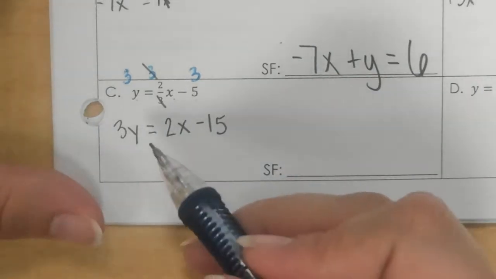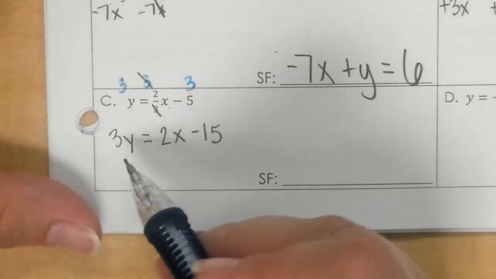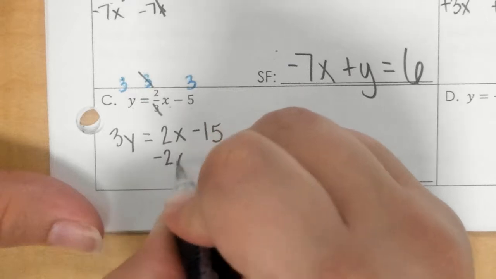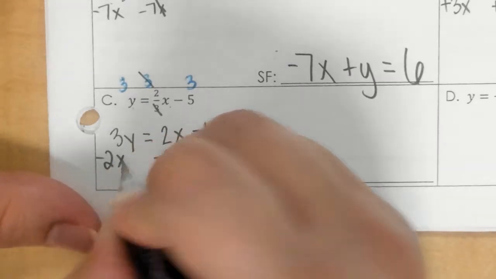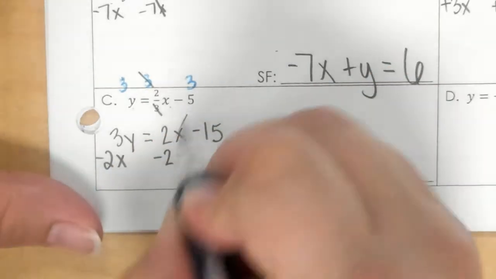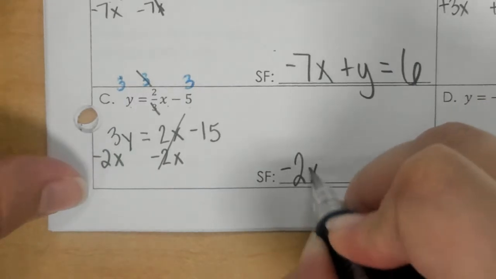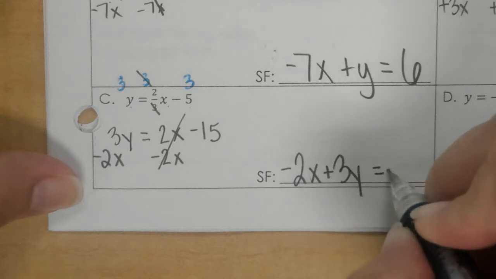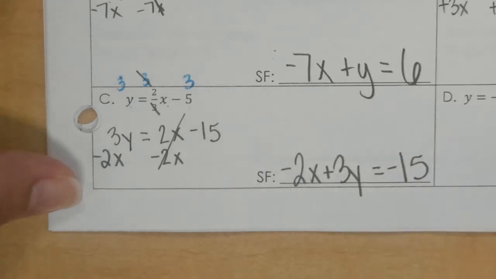Now, to get that x and y together, I'm going to need to subtract that 2x to the other side. Okay. So I have minus 2x plus the 3y, and that equals negative 15.